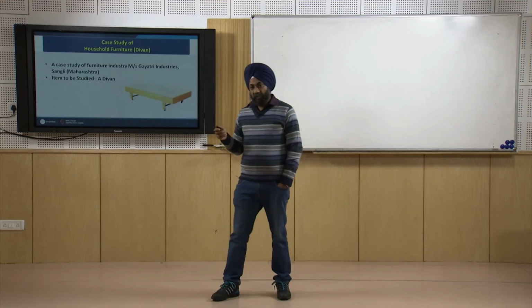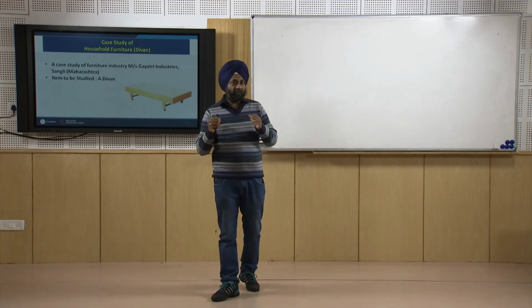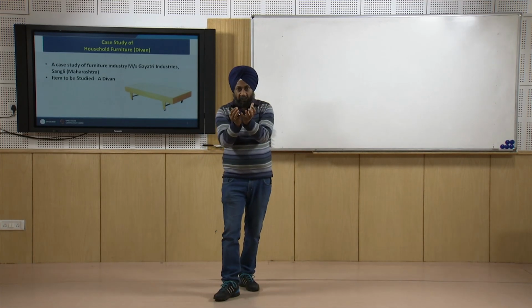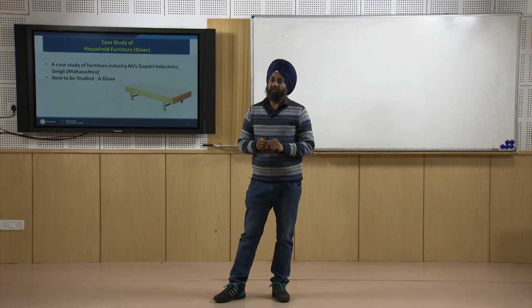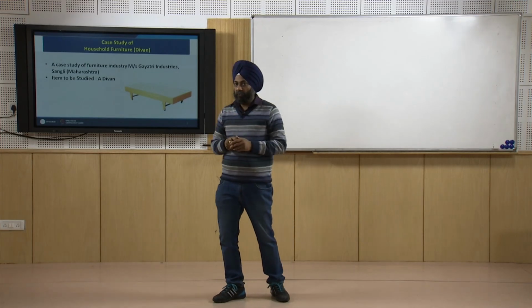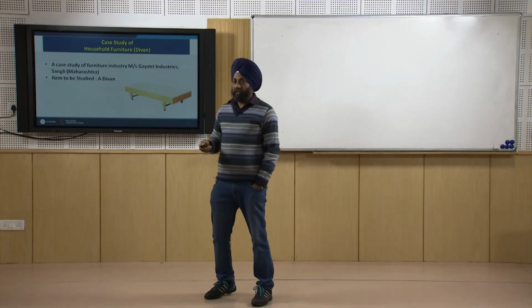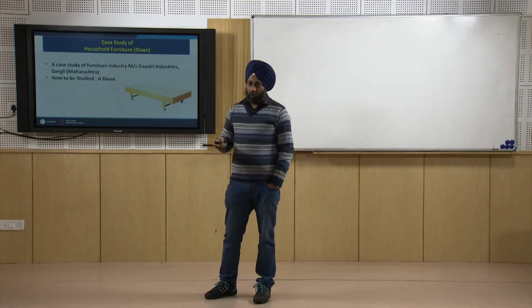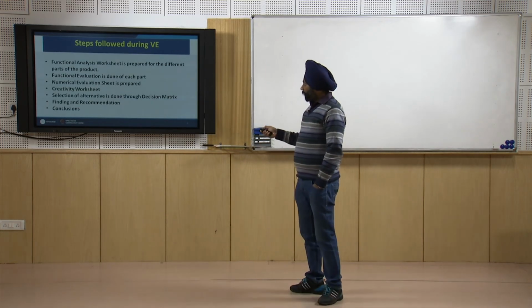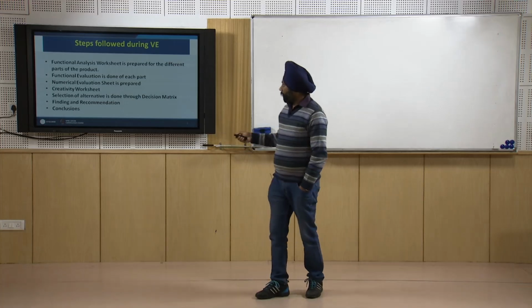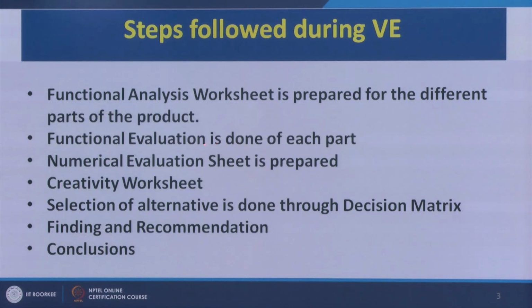divan. If you remember, we have seen in functional analysis that we break down the complete product into its individual components and then try to analyze those components in the context of cost. So if you see a divan, just have a look at the structure of the divan. There is a top, then there are the side flanges, there are legs, there will be a frame on which all these other parts are mounted. So let us first try to understand the functional analysis of the divan. Now what are the steps that we are going to follow? I have already told you, functional evaluation we will do, that is the second stage.